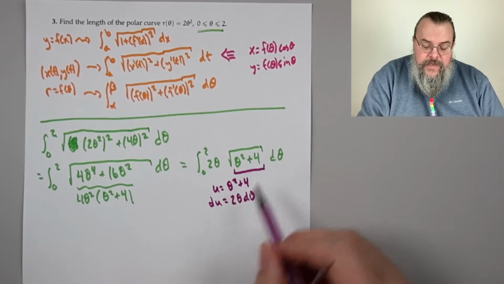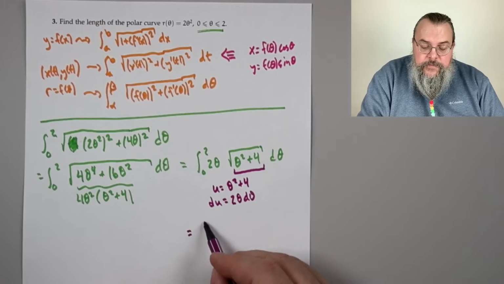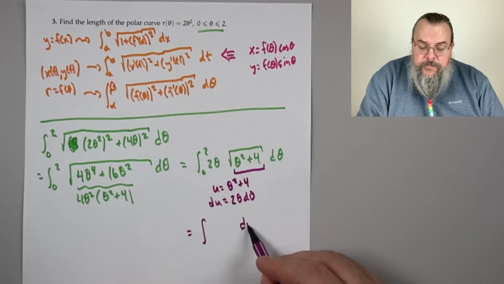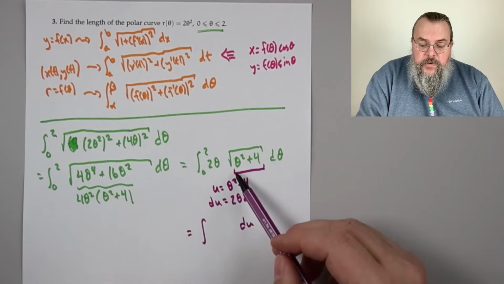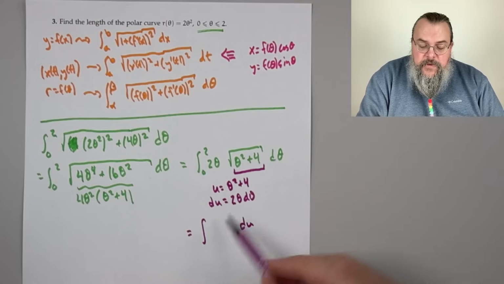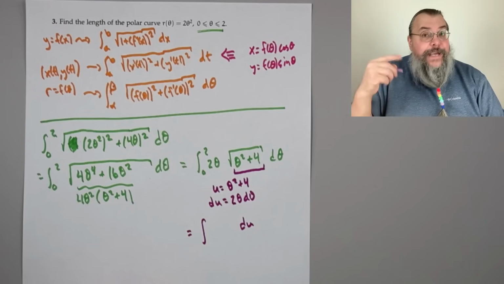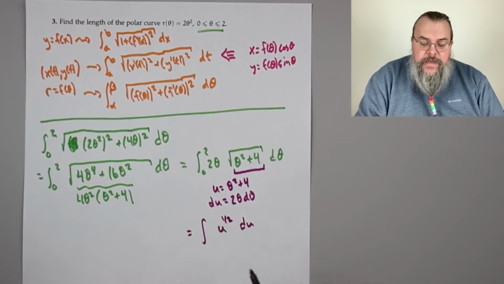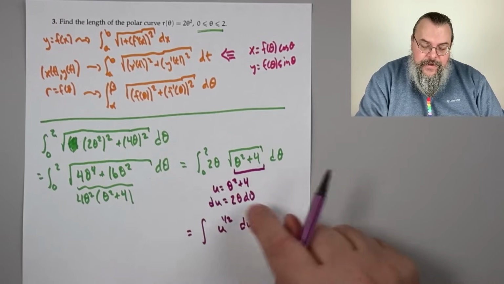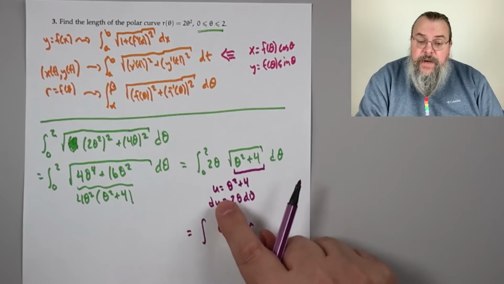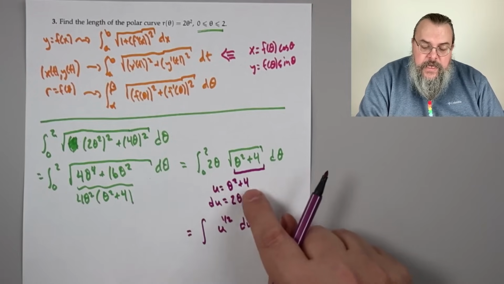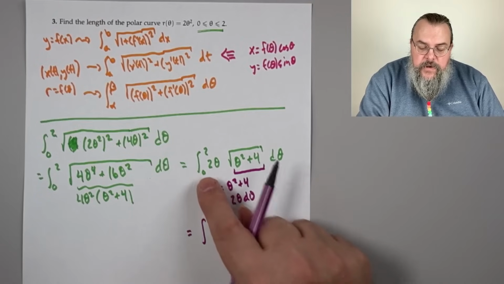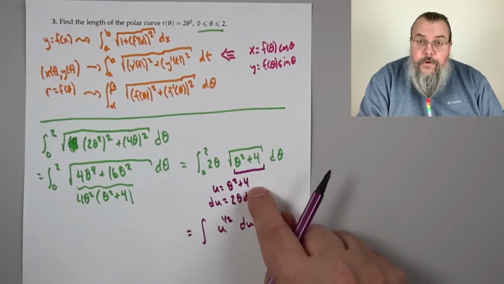Cool. So we now have the integral, 2 theta d theta becomes du. The square root of theta squared plus 4 becomes square root of u. Calculus-friendly way to write that, u to the half. Update the bounds. These are theta bounds. We want u bounds. So if theta is 0, u is 4.